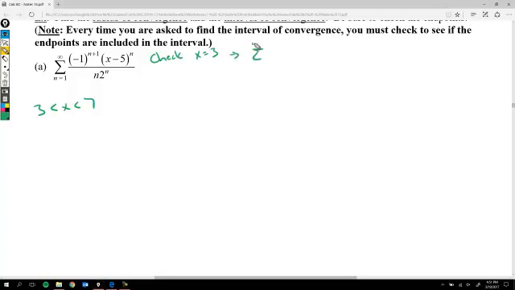So I have my series from n equals 1 to infinity of negative 1 to the n plus 1, negative 2 to the n over n times 2 to the n. I plug 3 in for x, so 3 minus 5 is negative 2. We'll do a little bit of simplification here.